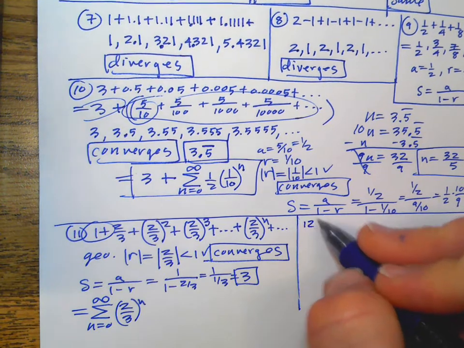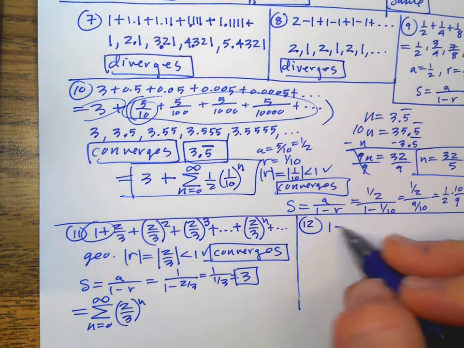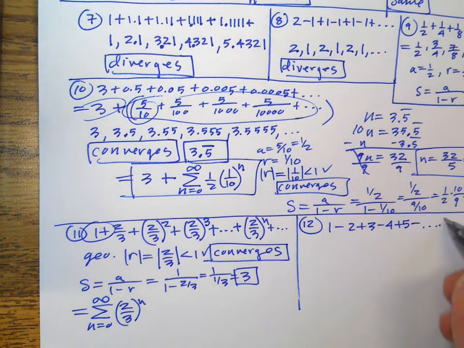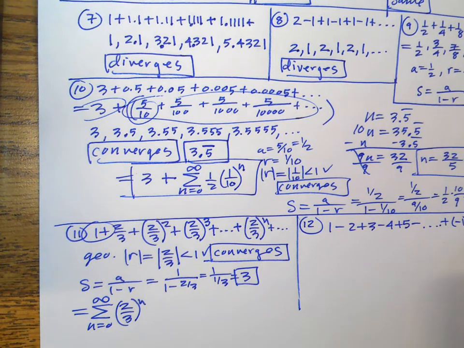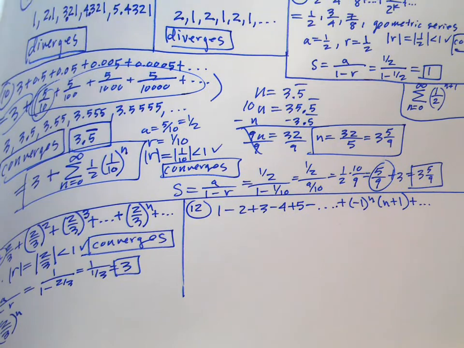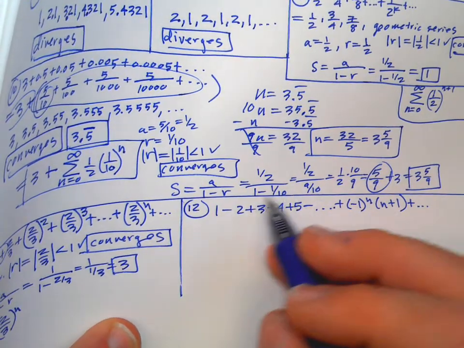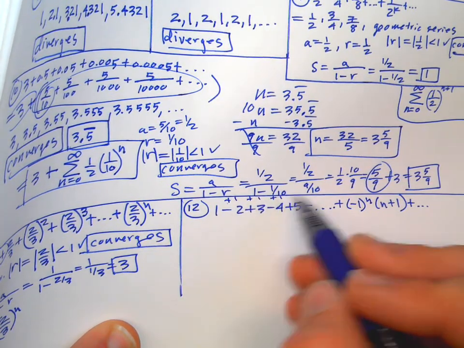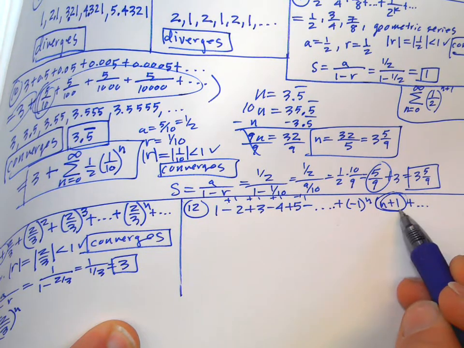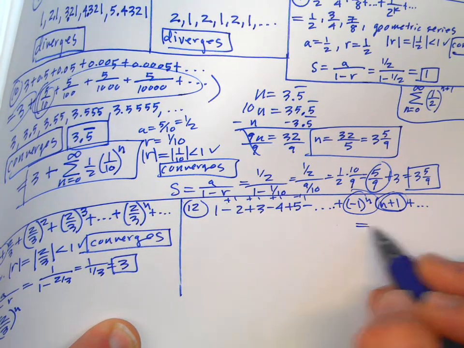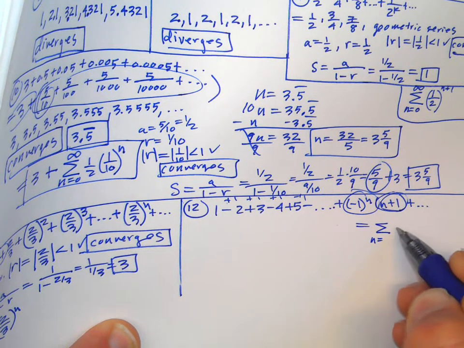Okay, 12. 12 is 1 minus 2 plus 3 minus 4 plus 5 minus dot dot dot plus negative 1 to the n plus 1 times n. I don't think this is geometric, so I'm going to use a different approach. I can't say, well, this is the R value, because we're adding 1 every time, right? Adding 1, adding 1, adding 1, that's that part. And then we're changing the sign back and forth. That's that part.